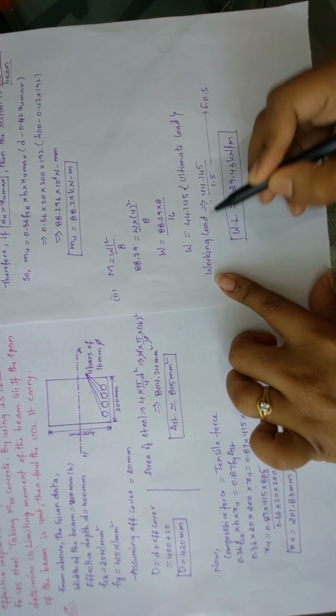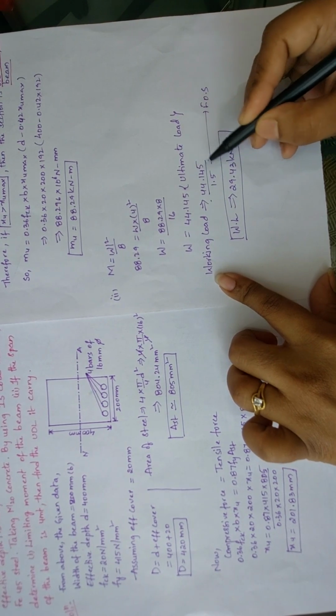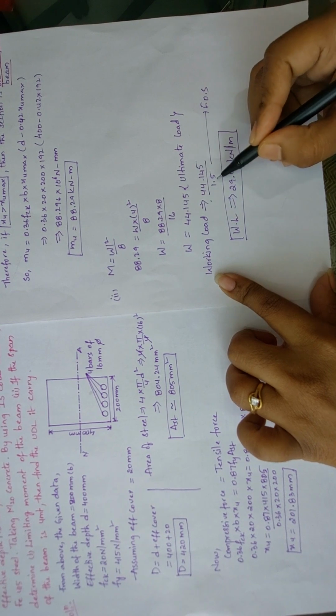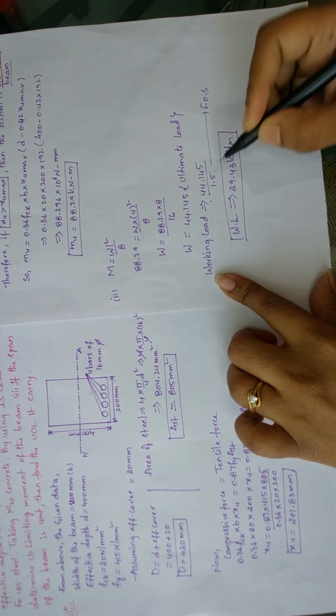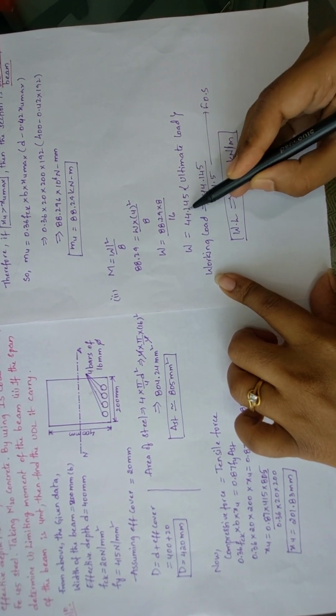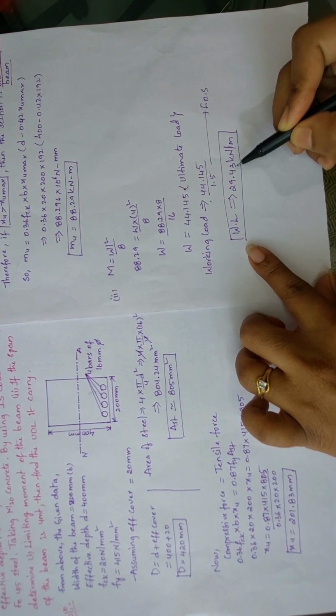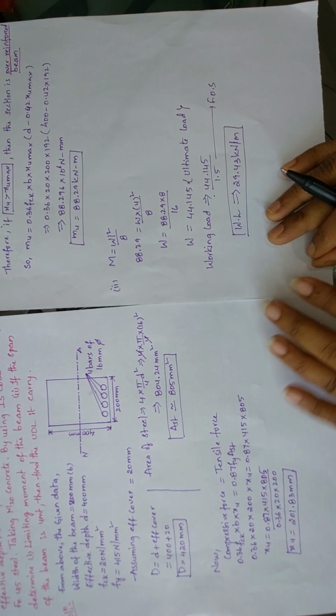To find out the working load, we will do ultimate load divided by the factor of safety. The factor of safety for this reinforced beam is 1.5. So 44.145 divided by 1.5, and we will get the working load equals 29.43 kilonewton per meter.